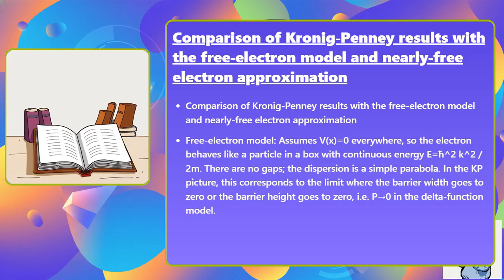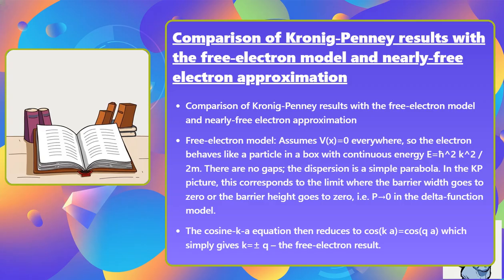In the Kronig-Penney picture, this corresponds to the limit where the barrier width goes to 0 or the barrier height goes to 0, that is, P goes to 0 in the delta function model. The cos(ka) equation then reduces to cos(ka) equals cos(qa), which simply gives k equals plus or minus q, the free electron result.